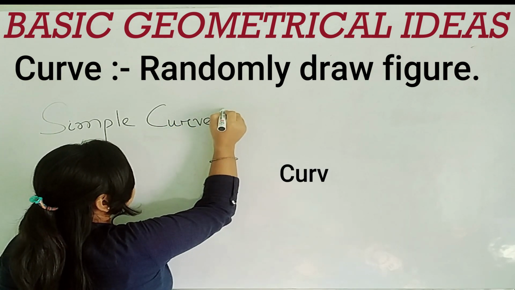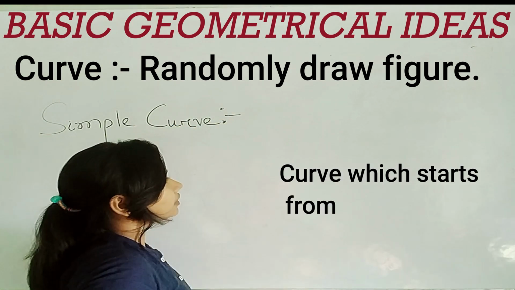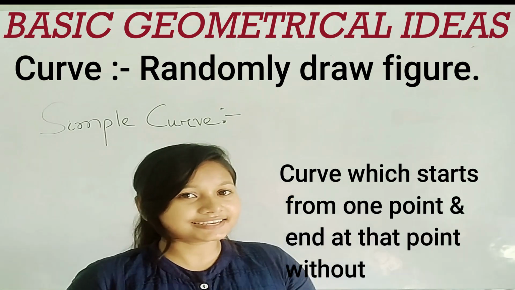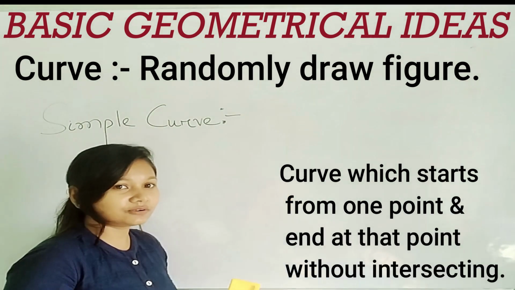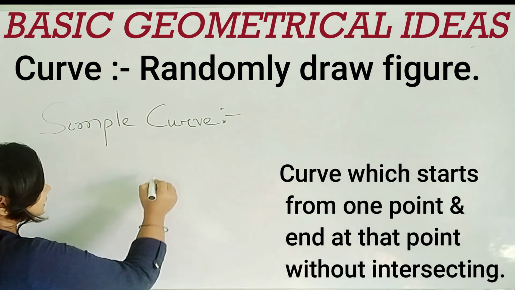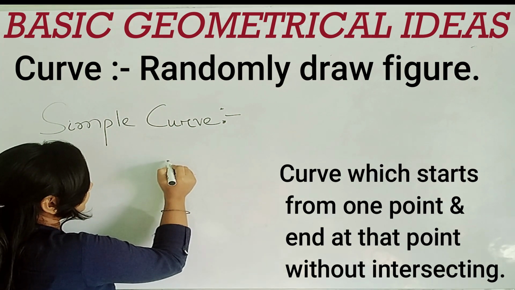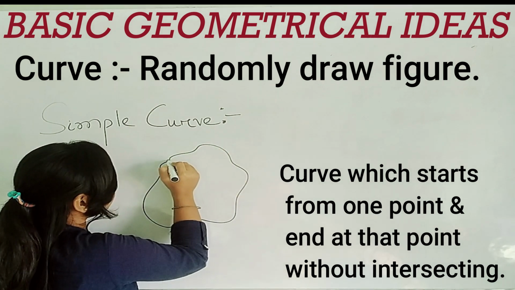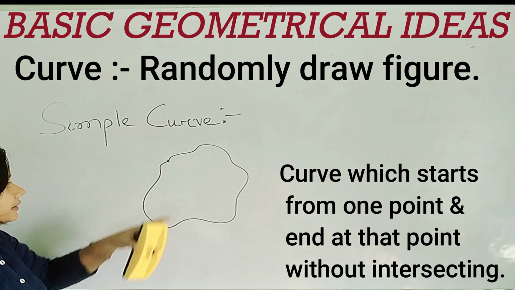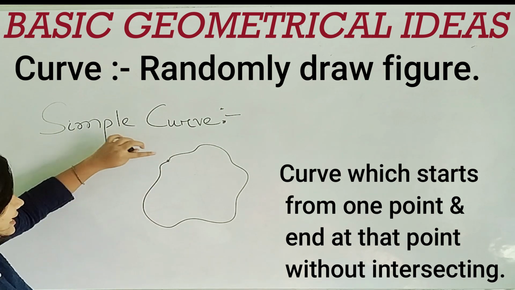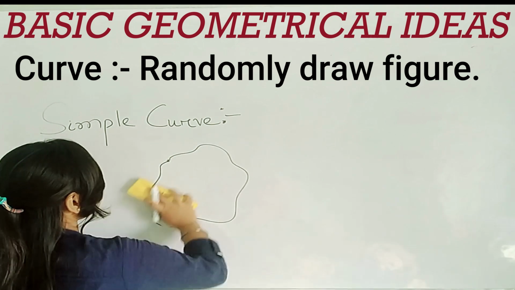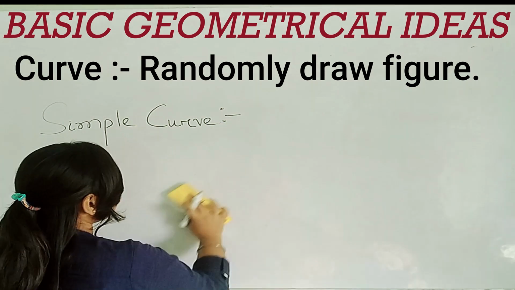Then what is a simple curve? The curve which starts from one point and ends at that same point is known as a simple curve. For example, if we draw a curve like this, which starts from one point and ends at that point, it is known as a simple curve.